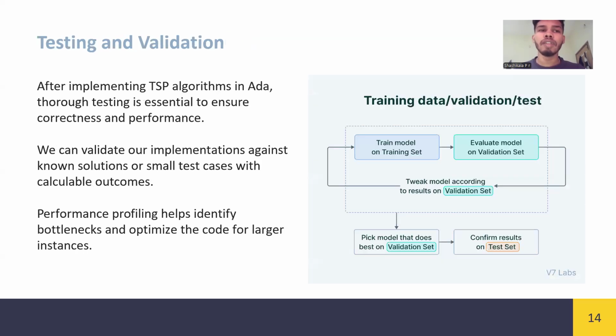So next, testing and validation. After implementing the TSP algorithms in Ada, thorough testing is essential to ensure correctness and performance. We can validate our implementations against known solutions or small test cases with calculable outcomes. Performance profiling helps identify bottlenecks and optimize the code for larger instances.